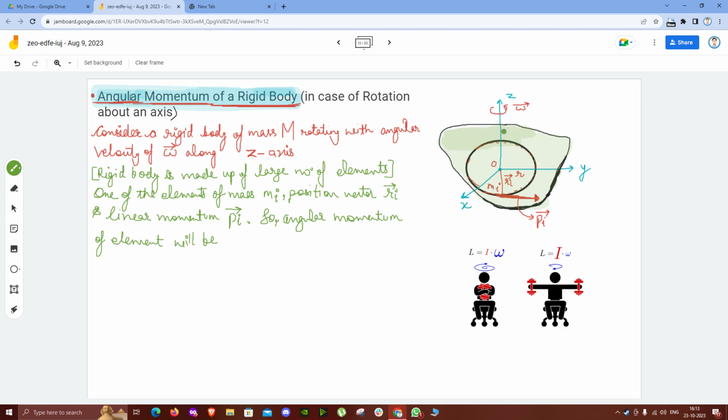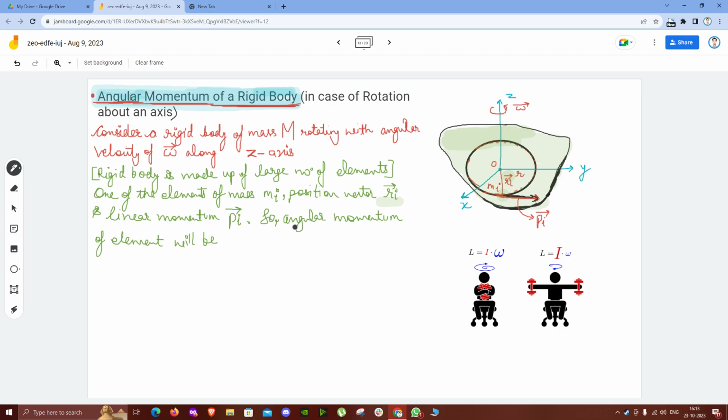As we know, a rigid body is made up of a large number of elements. In this case, let's say one of those elements has the mass mi, and from the axis of rotation it is at the displacement ri. So ri is the displacement position vector, we can say, and mi is the mass of that element. It has the linear momentum pi. It is rotating around the axis of rotation with the linear momentum pi.